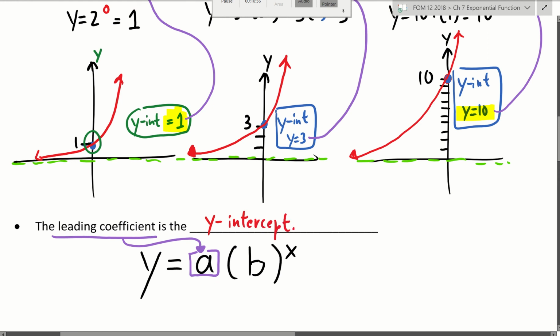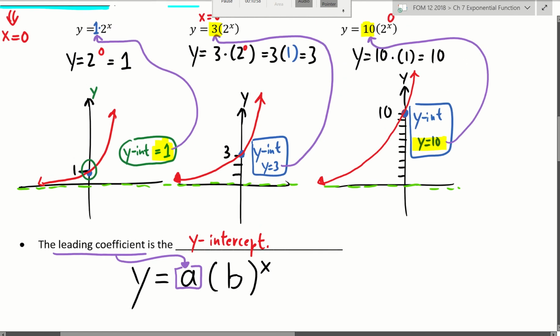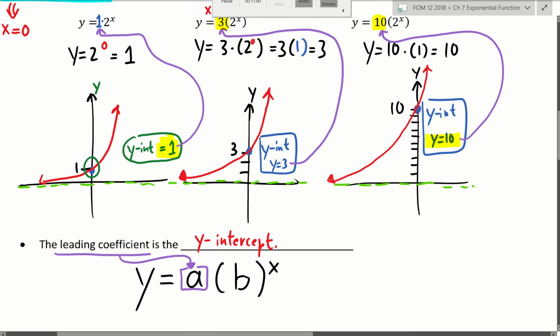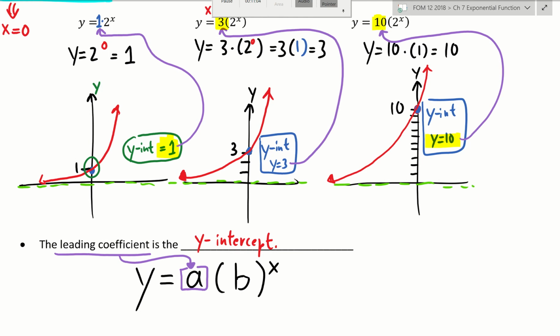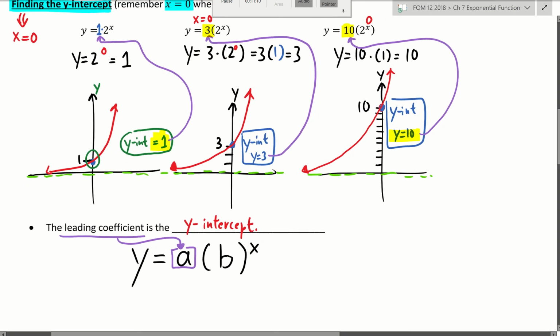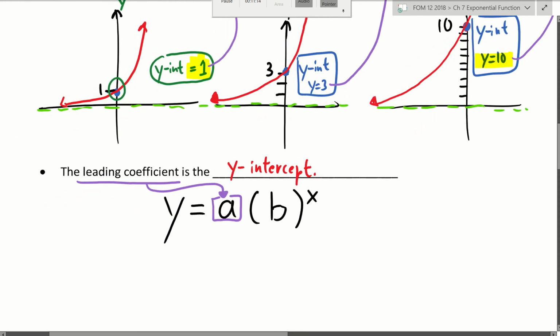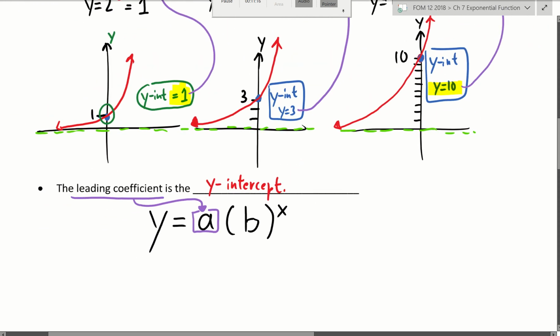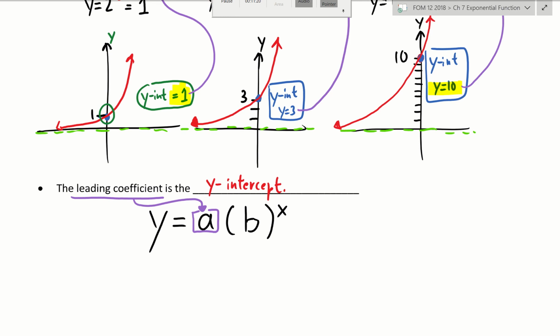Okay, so if you want to look for the y-intercept, you just have to look at the function and see the number in front. Now, then we can look at a couple of examples. The final thing we did determine, so now we know 3 things. We know that exponential functions always have a horizontal asymptote. We also know how to draw the y-intercept now, which is just the coefficient in front.